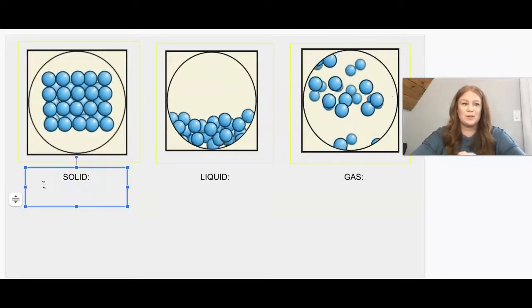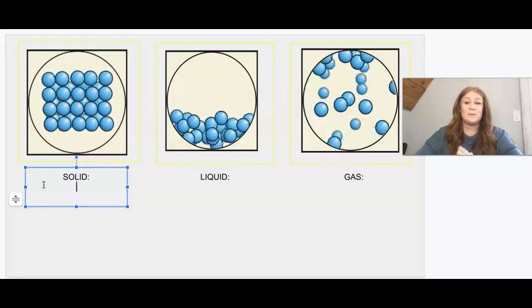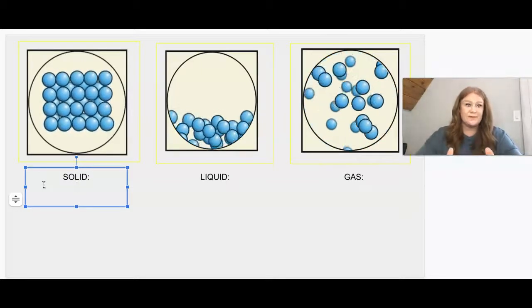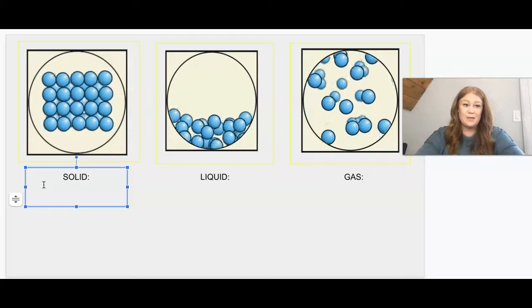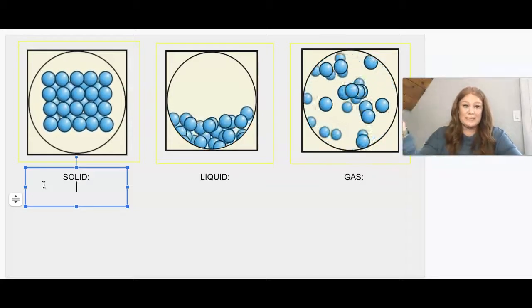We are going to talk about the three states of matter: solid, liquid, gas. We're going to discuss the properties they have that make them unique and different from one another, and some ways we might identify them.